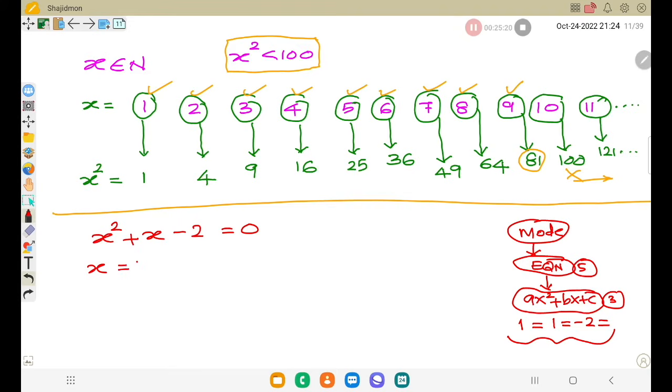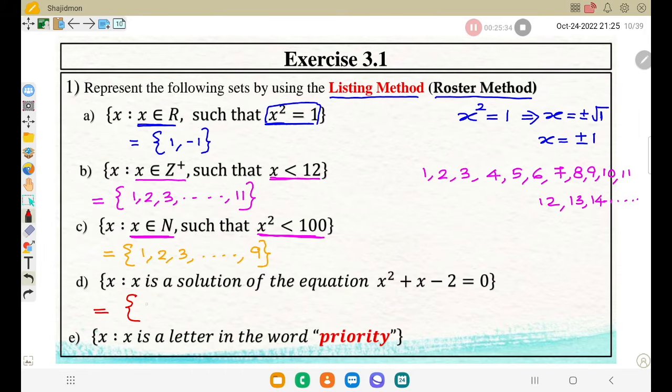X equals 1 and second one x equals minus 2. Hope you understood. x equals 1 and x equals minus 2. So these are the two numbers, correct. So we can write the answer here. What are the numbers? 1 comma minus 2, the solutions of the equation x power 2 plus x minus 2. So I hope you understood that question.